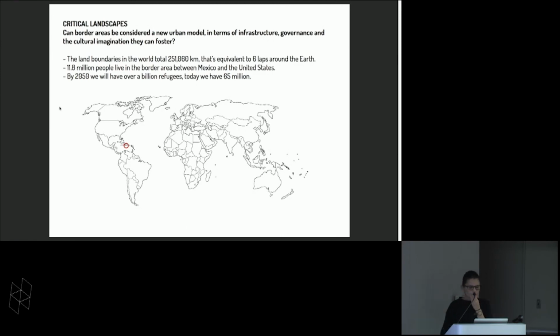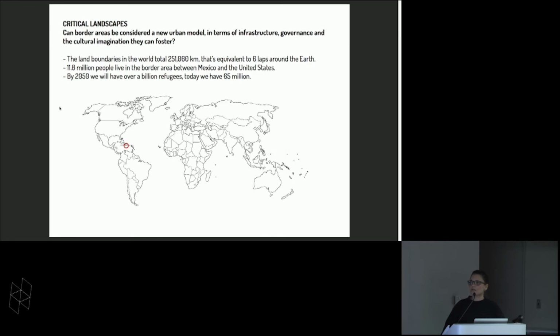And just to finish, I think it's clear how a designer and a planner can engage in places like this, but for my year here, I would like to place this in a global context. Some data is that we know that, for example, if we zoom out, all the lines that are borders in the world would be equivalent to six rounds around the planet. So we're talking about a lot of land that is within border regions. And those regions are actually in the future going to be crucial.